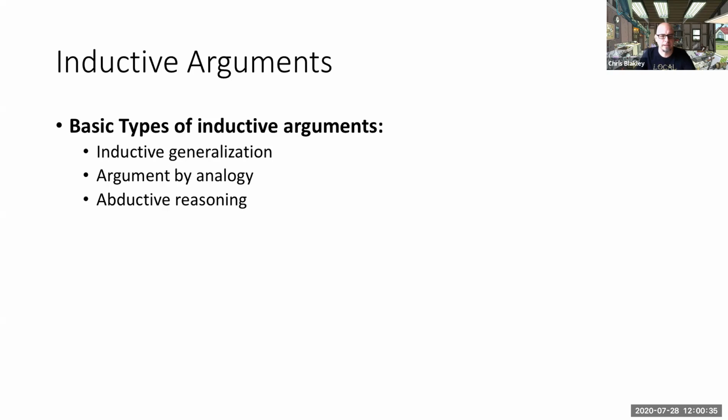We'll look at argument by analogy, which is very common in legal reasoning, in moral reasoning, political reasoning. And we'll look at an argument for theism later in the semester in the philosophy of religion section that is an analogical version of the design argument or teleological argument for God's existence.